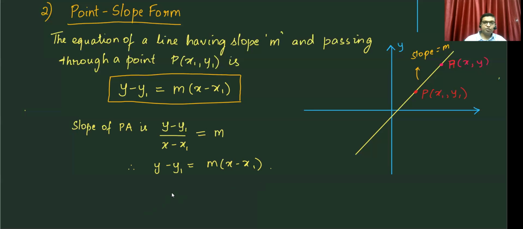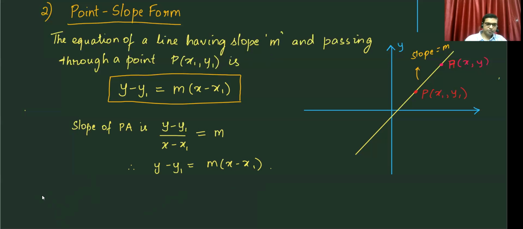So anyway, we need two conditions to find the equation of the line. The given conditions are the slope and a point through which it passes. So based on those two conditions, we get the equation of the line. Got it? Next.